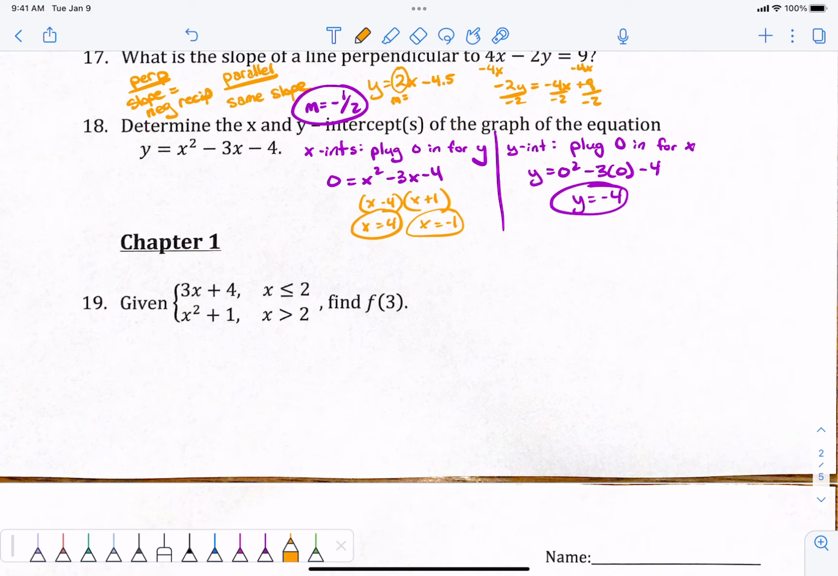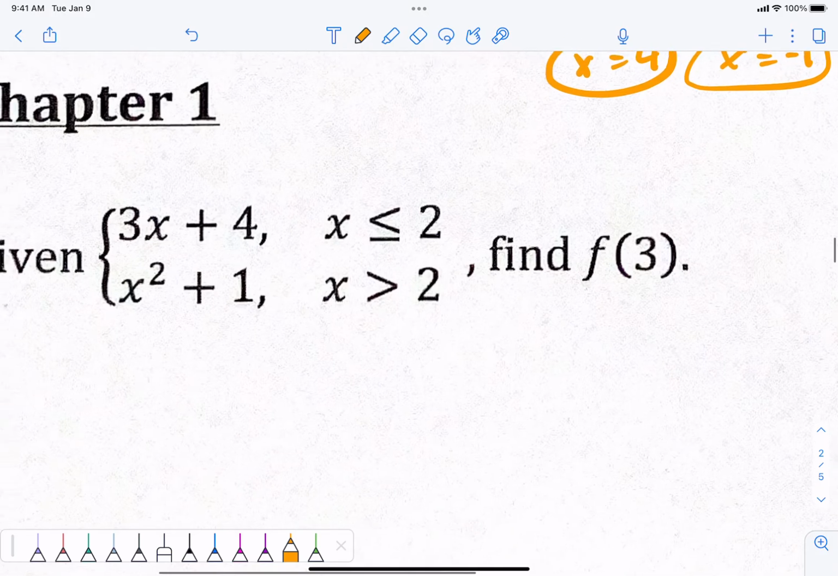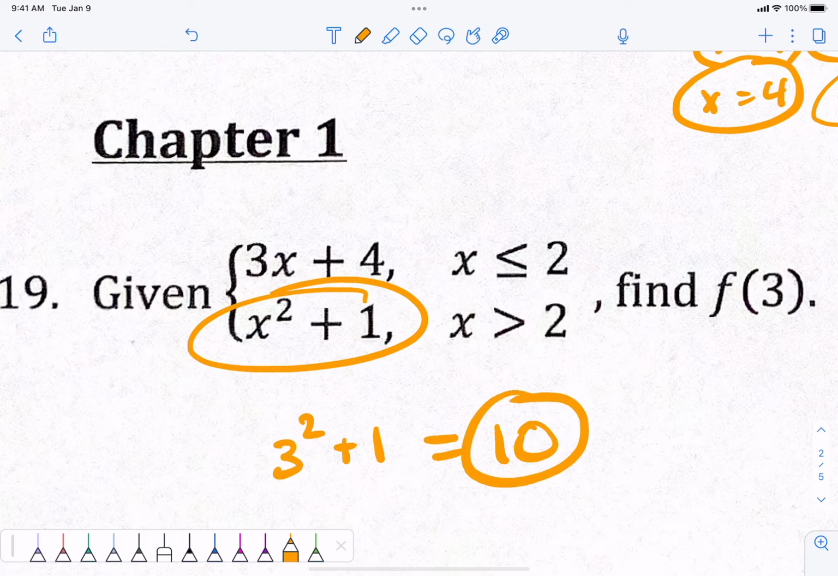All right, 19. You're doing great, sweetie. Okay, this is a piecewise function. Find f of 3. Plug 3 in. Which one? The top one? The bottom one. 3 is greater than 2, so put it in the bottom one. 3 squared plus 1 equals 10. That's it. Okay, next one. What if I said f of 2? Then you do the top one. Only the top one. Yep.